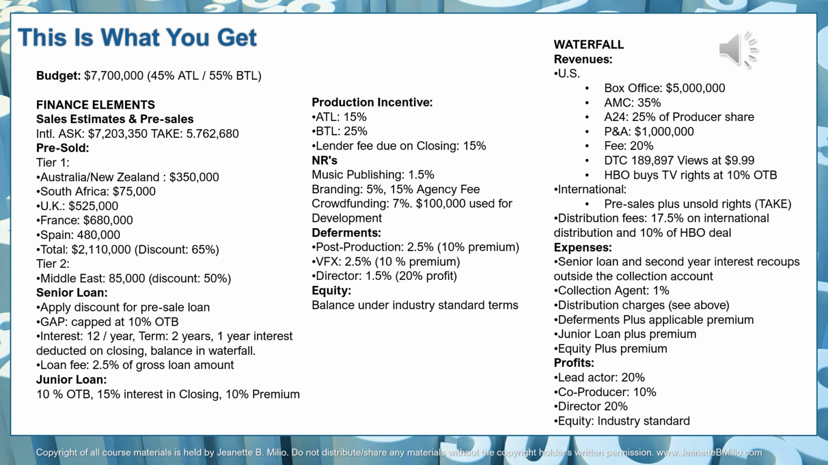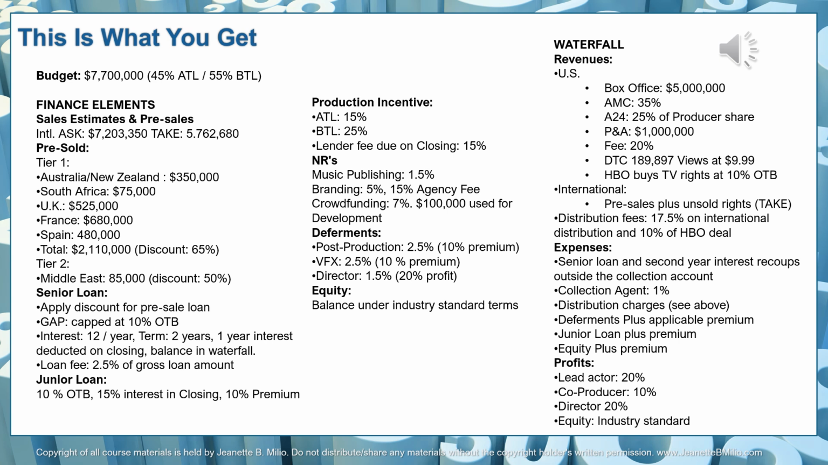So here in our finance plan, we have pre-sales to the tier 1 territory, Australia, New Zealand, South Africa, the UK, France, and Spain, totaling $2,110,000. The discount the bank will apply here is 65%. The discount has to do with the fact that some of these sales are below take. And when you have that, sometimes the discount is a little more aggressive. The tier 1 territory, Middle East, is selling at $85,000, discounted at 50%.